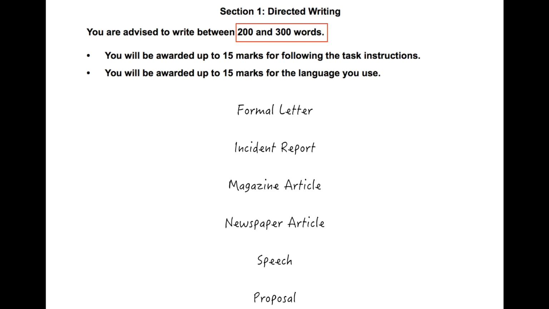Now, the challenging thing about the directed writing section is that you have no choice as regards the question you are going to answer. The exam paper will give you a question and you will be required to answer it. Now, there are 6 possible styles of writing that the question the examiner gives you will be based upon. It may be a formal letter, it may be an incident report, it may be a magazine article, it could be a newspaper article, it might be a speech, and it could be a proposal.